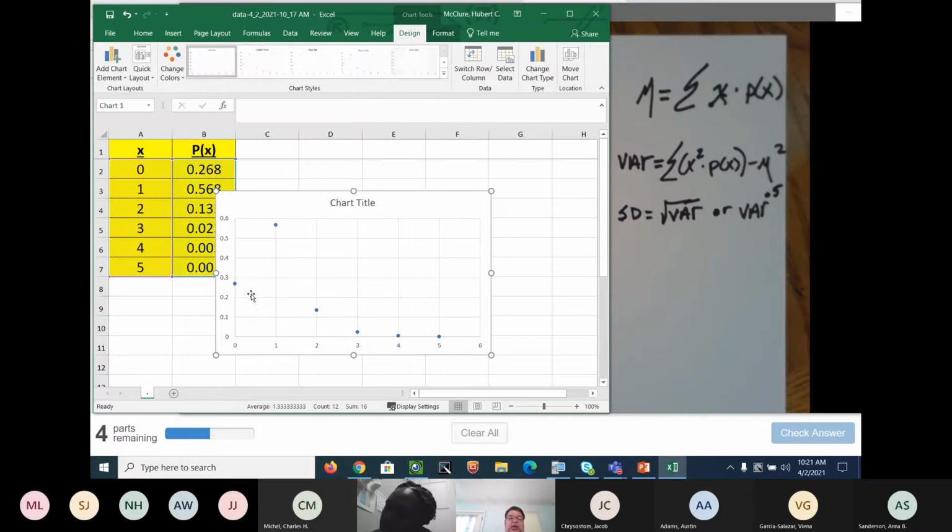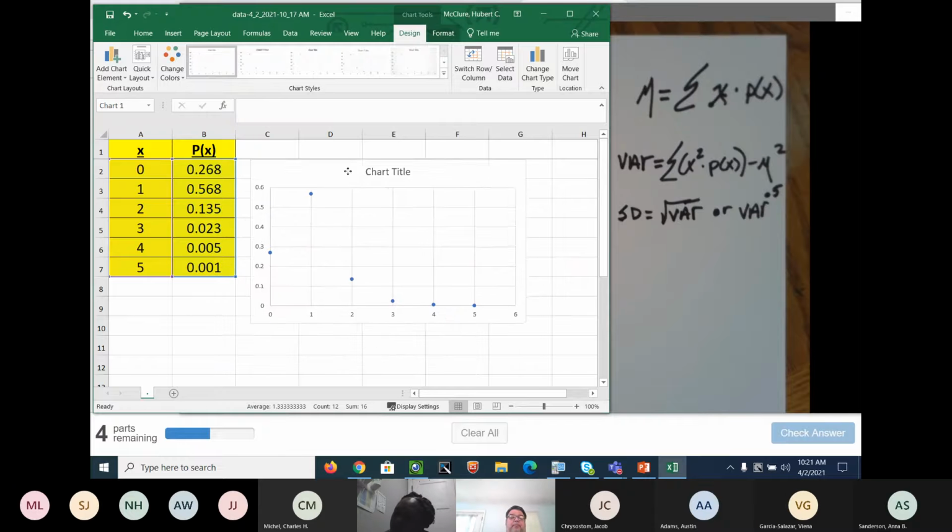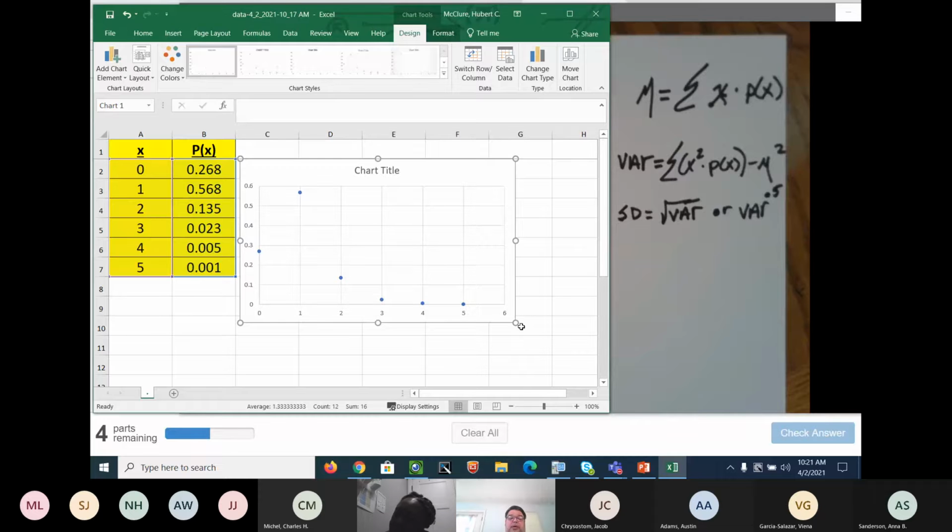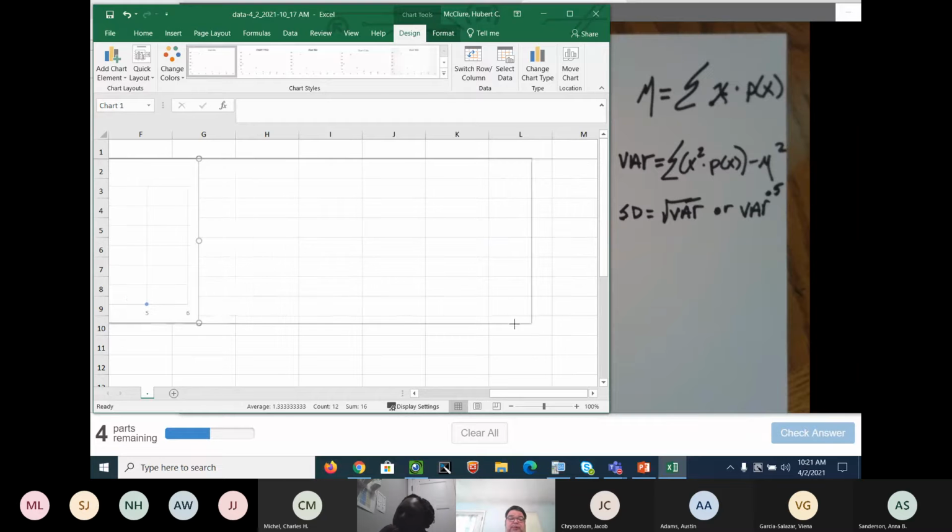So what does this look like? It goes up, then it goes what? Down. So that looks like a skewed what? Right. Skewed right. So somebody write that down for future reference. Skewed right.